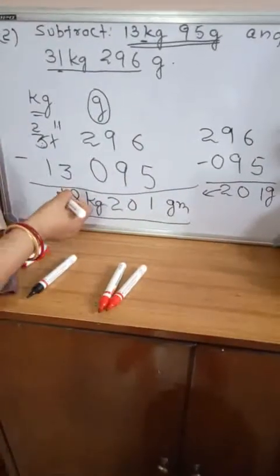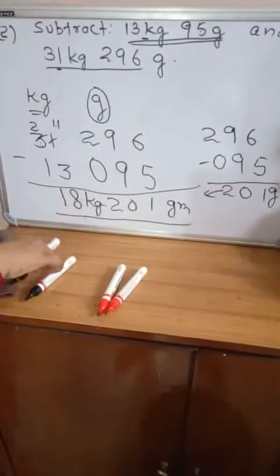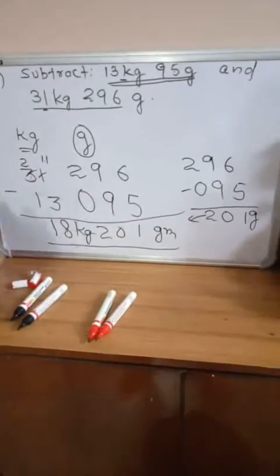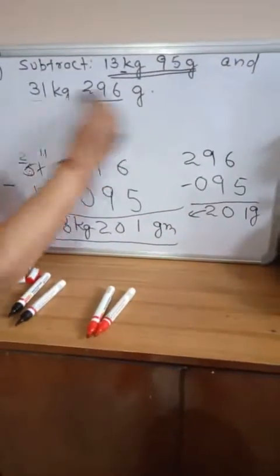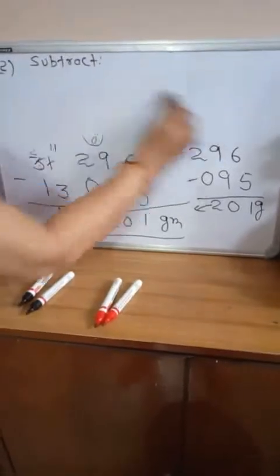Okay. Now all of you see that we can do it in this way. This is the subtraction without borrowing. But let us do one borrowing sum.